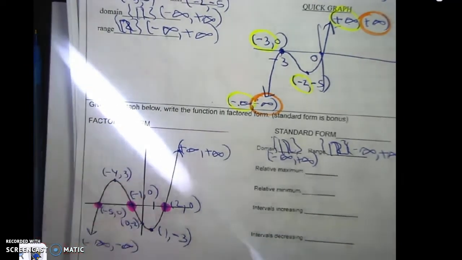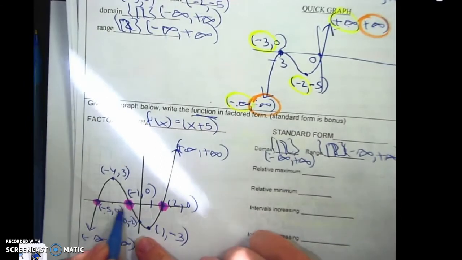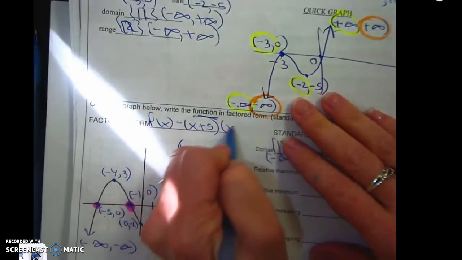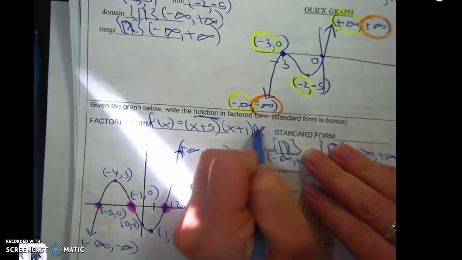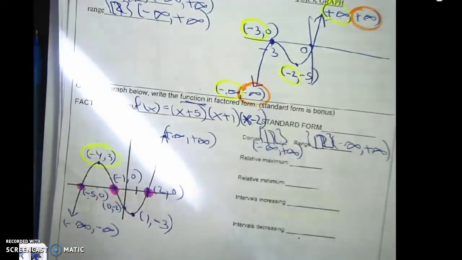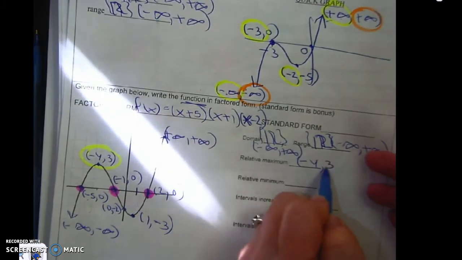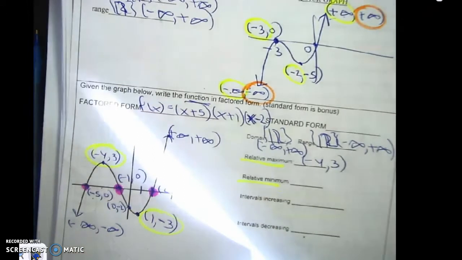So now that I have all of the zeros, it says write a function. So let's go f of x. If I have 3 zeros, the opposite of negative 5, positive 5. The opposite of negative 1, positive 1. The opposite of positive 2, negative 2. Okay? The relative max, since it says relative, I don't need to state that there is no max. I'll just state that as negative 4, 3. The relative min, I'll state that as 1, negative 3.